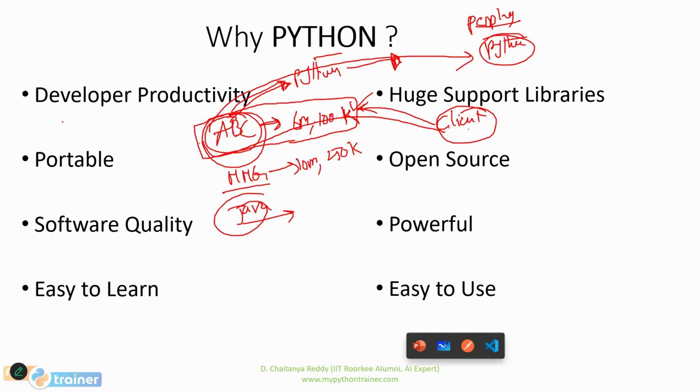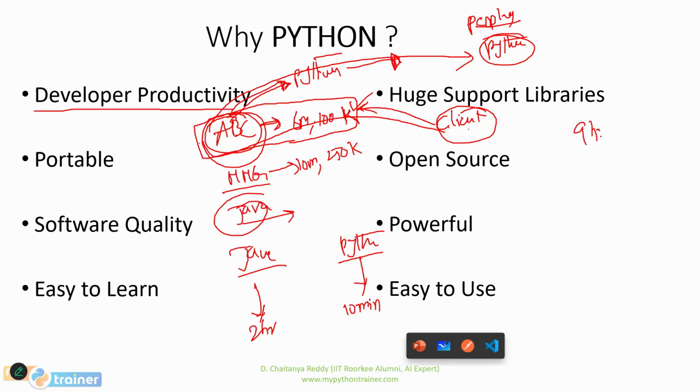Yeah, that's the reason why this is called developer productivity. Productivity means, in the case of Java, the same requirement needs 2 hours. In the case of Python, we need only 10 minutes. Every person will work 9 hours a day in the office, right? So to build this small program, the Java developer needs 2 hours, almost one-fourth of the day. Agree? But to build the same program, a Python developer needs only 10 minutes.